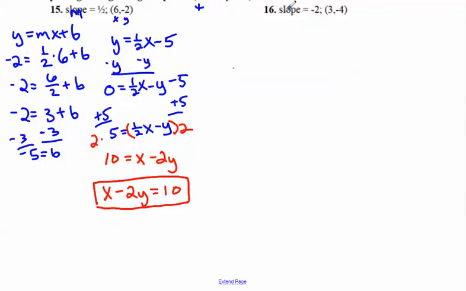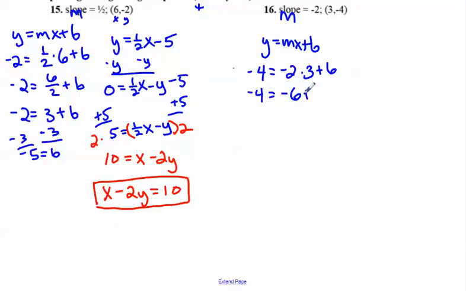Okay, in problem 16, I still have a slope, so I'm going to still start with y equals mx plus b, and I'm going to substitute negative 4, negative 2, and 3. So negative 4 equals negative 6 plus b, and this time I add 6 to both sides, and I'm going to get b equals 2.